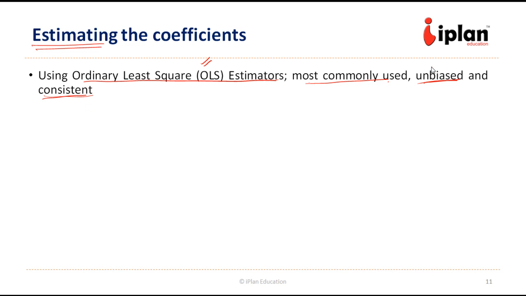We call it unbiased because its average or expected value is equal to the true value. The OLS estimators are also efficient estimators because they are unbiased and their variance, within the class of all such linear estimators, is the minimum. So it is efficient because it is the minimum variance unbiased estimator. That is why we call it efficient.